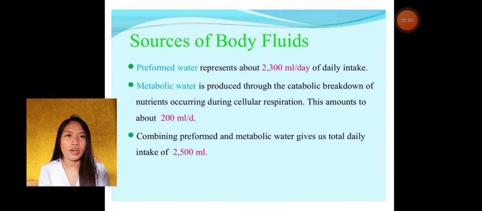So, there are a lot of sources of body fluids. Preformed water provides about 2,300 ml per day of daily intake. Metabolic water is produced through the catabolic breakdown of nutrients occurring during cellular respiration. This amounts to about 200 ml per day. Combining preformed and metabolic water gives us a total daily intake of 2,500 ml.